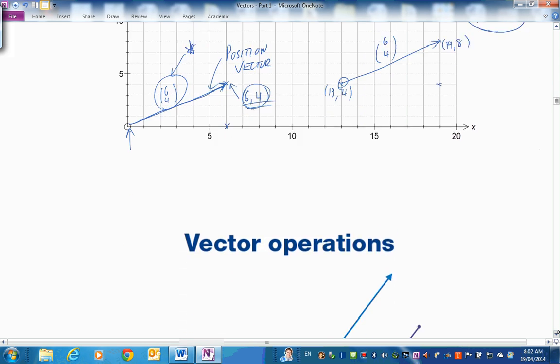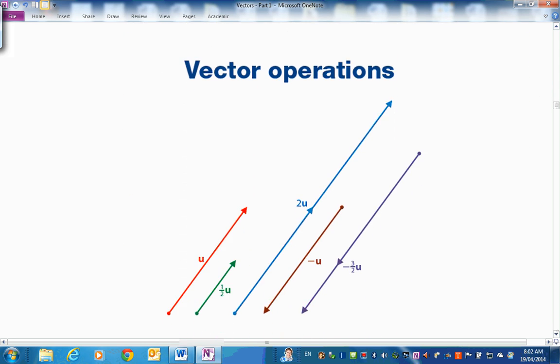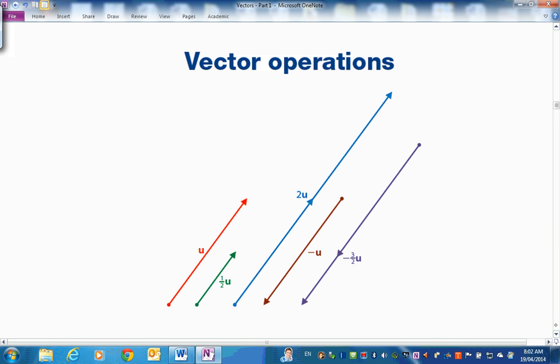Are you getting the idea? Well, what can we do with them? How can we operate with vectors then? Well, I think you've seen some ideas. If you've got u going off in that direction and you want to half u, you're going to halve its length but keep its direction, so it's going to be parallel. And 2u will be twice as long, but still parallel.